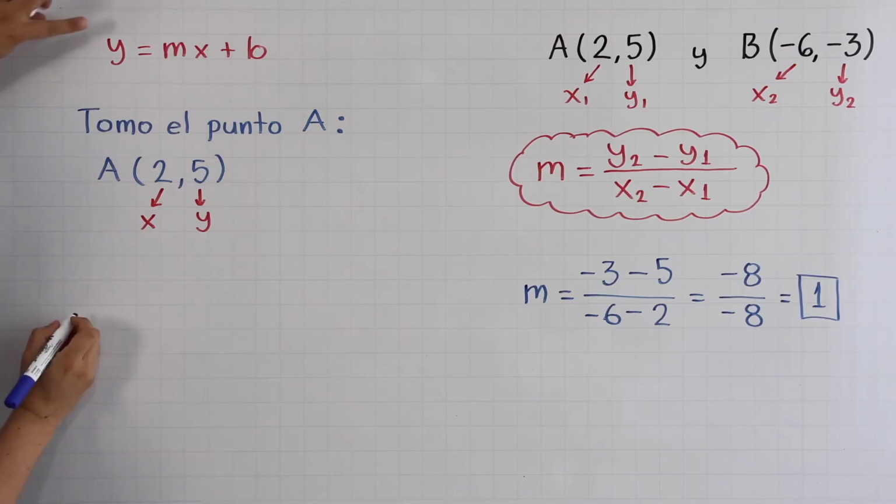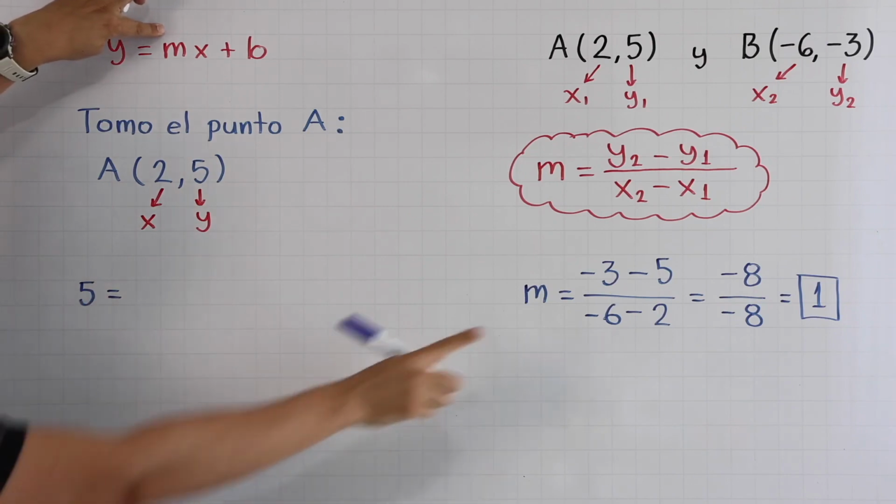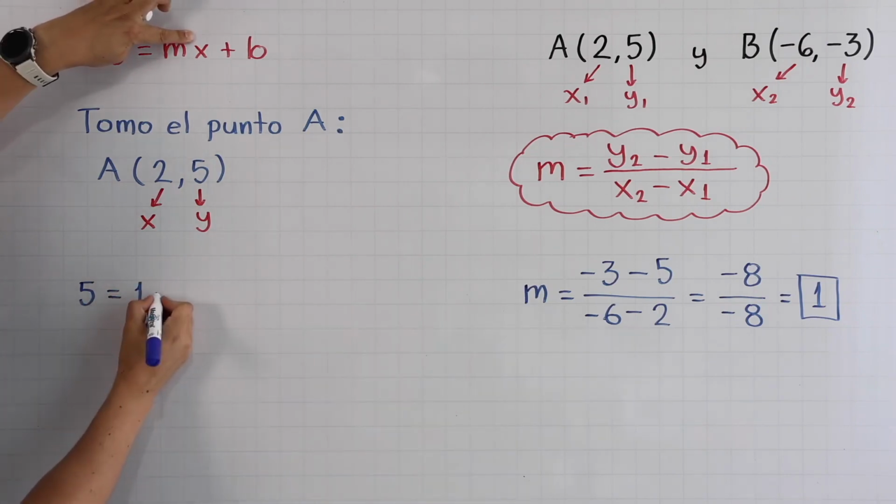So let's substitute. I have y, which in this case is 5. It's equal to m, which in this case is 1 multiplied by x.